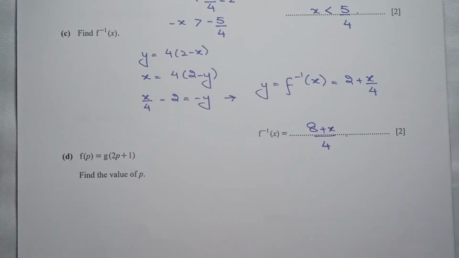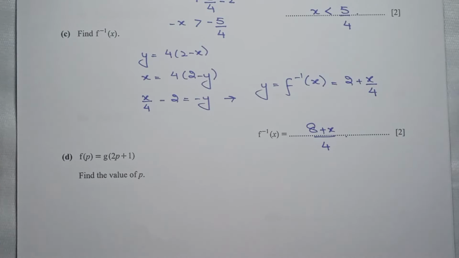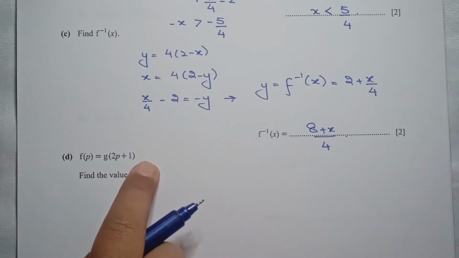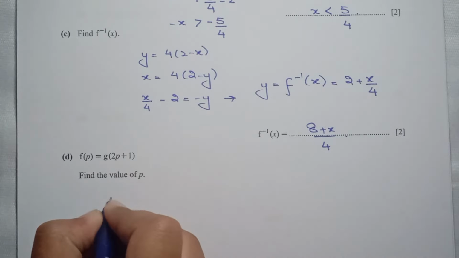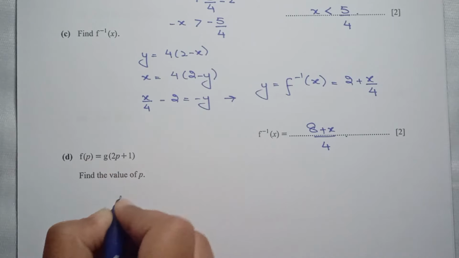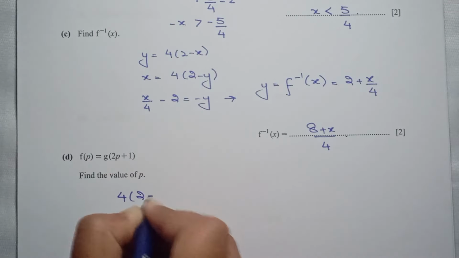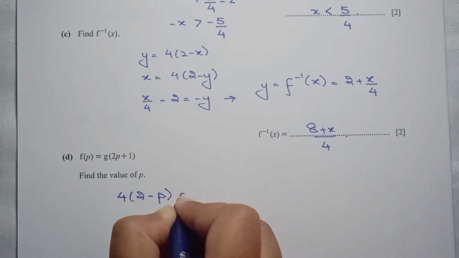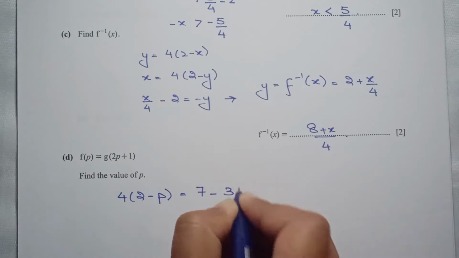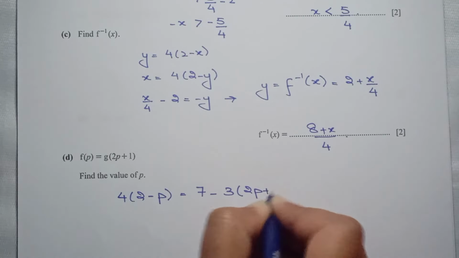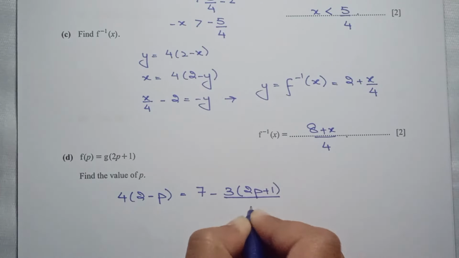Now for the D part, f of p would be equals to g of 2p plus 1. Find the value of p. So we need to put f of p and g of 2p plus 1 equal and solve for p. So f of p is just replacing x with p: 4 into 2 minus p, and just replace x with 2p plus 1 in g of x: 7 minus 3 times 2p plus 1 and then dividing by 5.